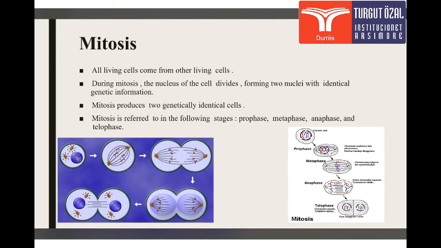What is mitosis? All living cells come from other living cells. During mitosis, the nucleus of the cell divides, forming two nuclei with identical genetic information. Mitosis produces two cells genetically identical to the parent cell. As you see in the picture, from the parent cell, at the end of mitosis, two cells will be formed with the same number of chromosomes as the parent cell. Mitosis is referred to by the following stages: prophase, metaphase, anaphase, and telophase.